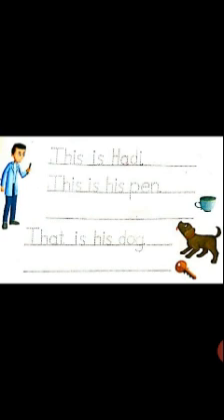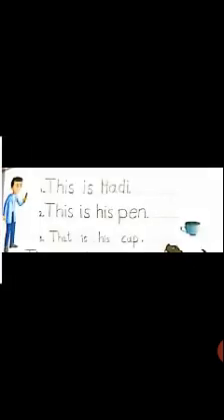And next line, look at the third line. You will write this line by yourself. The picture is given of a cup. Now the cup is away from the boy. That's why we will write here that. That is his cup.